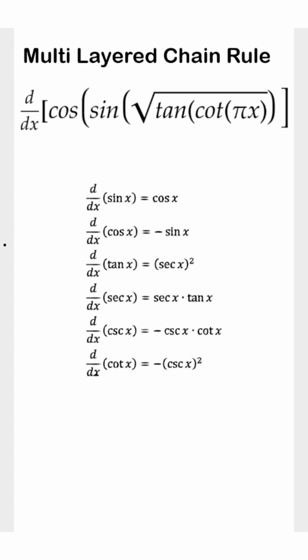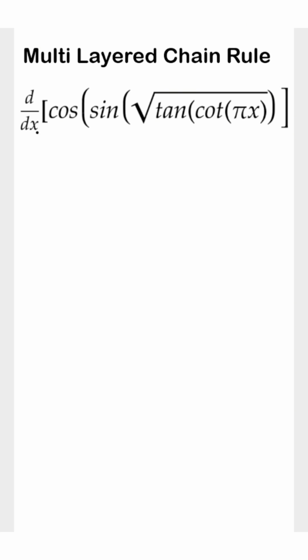In today's video, I'm going to be discussing the chain rule with a function that has multiple compositions. So let's begin. Right here we have the derivative of cosine of sine of square root of tangent of cotangent of pi x. To help us solve for this derivative, we're going to be using some trigonometric derivative formulas shown down here. If you want to remember them, you can screenshot or just write them down. But I'm going to move on in 3, 2, 1.